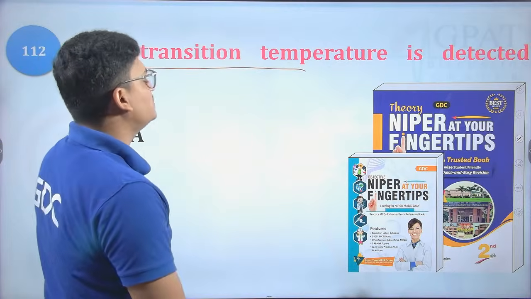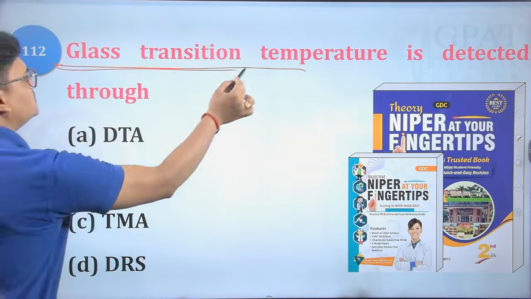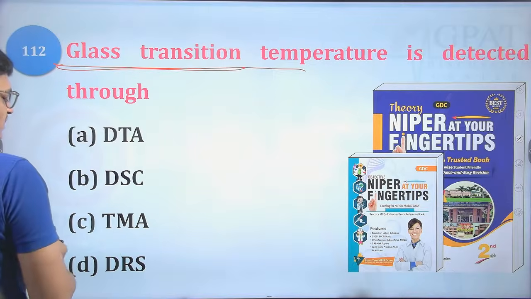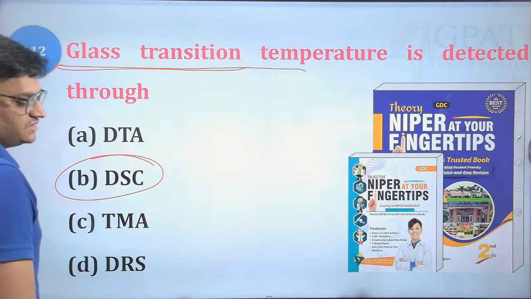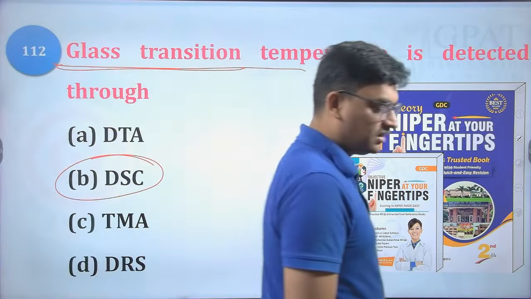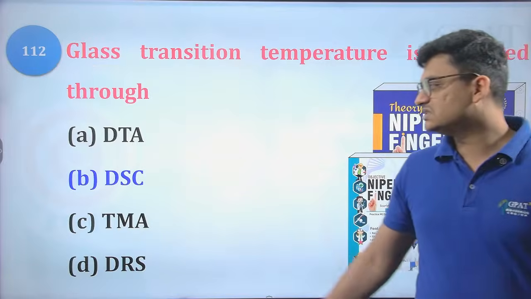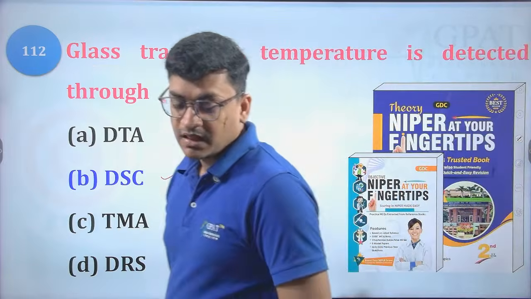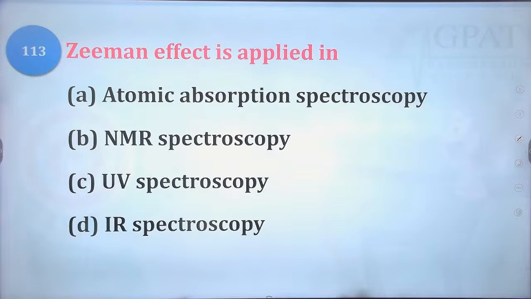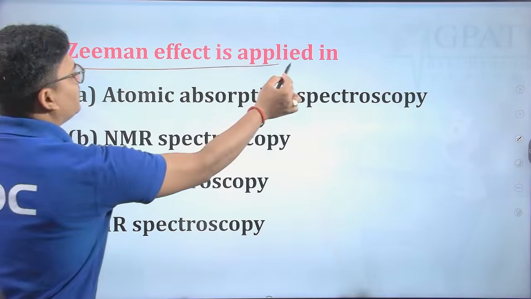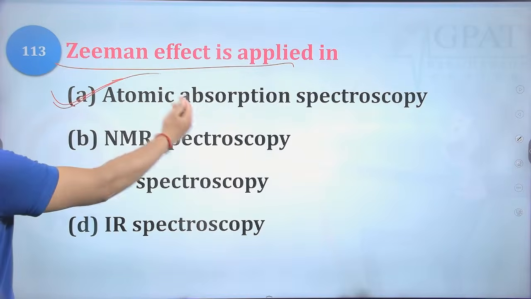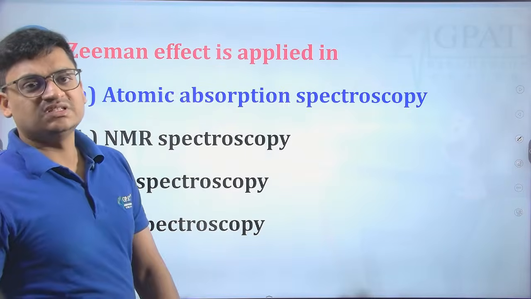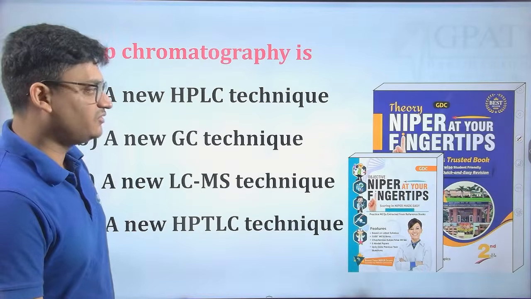Glass transition temperature is determined through DTA, DSC, TMA or DRS. That will be differential scanning calorimetry. All right, so option B is the correct one. Zeeman effect, a simple question: atomic absorption spectroscopy, AAS. The Zeeman effect will be seen in this only.